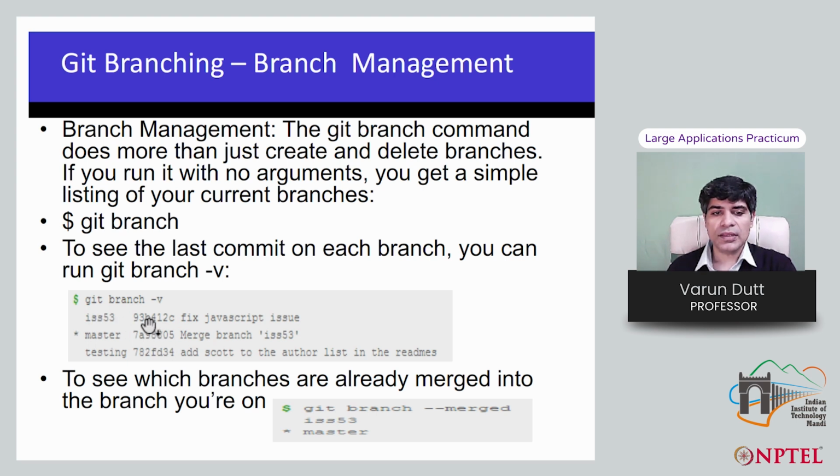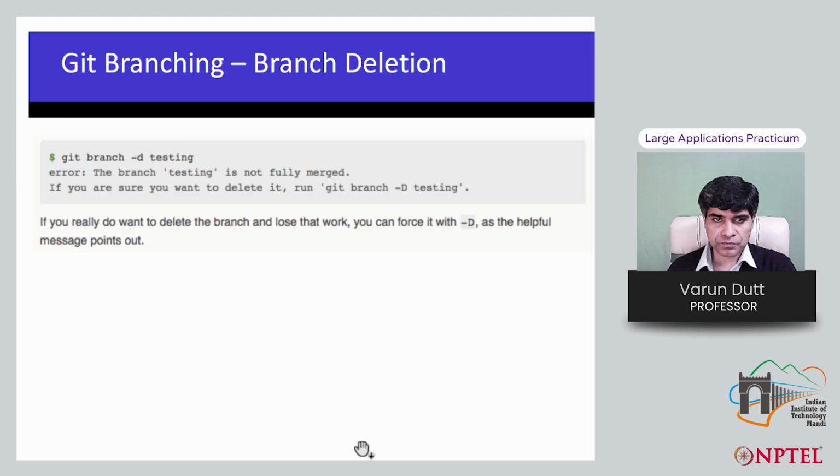So for ISS, one particular commit has happened, the last commit. On master, this commit has happened, and on the testing branch another commit has happened. To see which branches are already merged into the branch you are on, you can write git branch --merged, and it will show you that ISS has already been merged with the master branch.